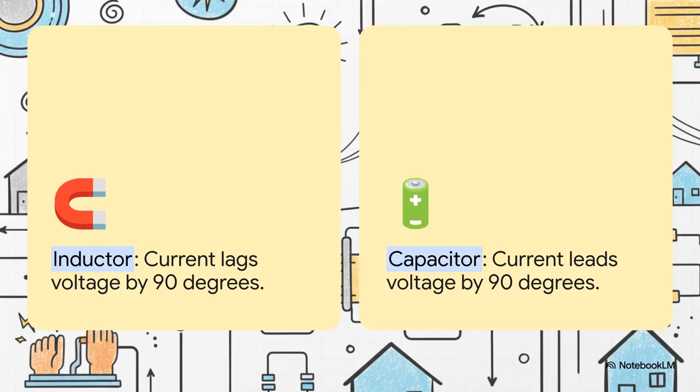Now, our next two components behave completely differently from the resistor, and, well, from each other. In a purely inductive circuit, the inductor actually resists changes in current, which causes the current to lag the voltage by 90 degrees or a quarter cycle. But contrast that with a purely capacitive circuit. The capacitor fills up with charge, which actually causes the current to lead the voltage by 90 degrees. They have entirely opposing phase relationships, making them perfect counterweights to each other.